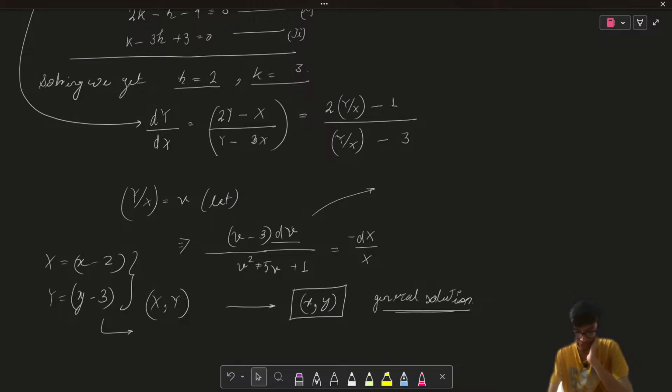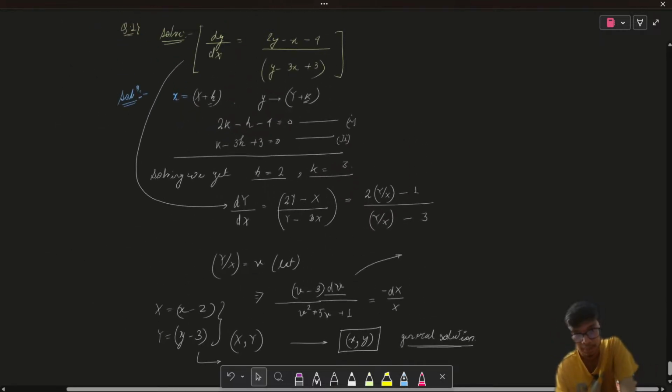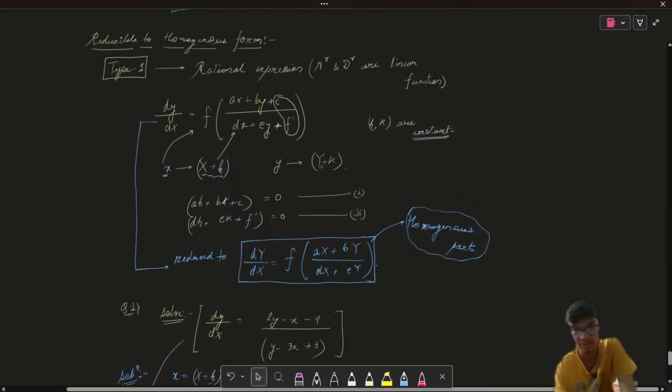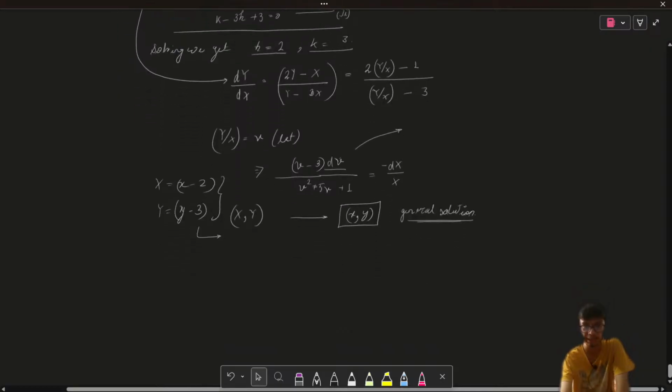All right. So I hope this is clear to all of you. Now, what you should understand here is that this is a type 1 form of non-homogeneous differential equation which you are reducing to homogeneous form. But in doing so, you are trying to find the values of h and k. However, there is one modification that you will understand, so let me discuss type 2 right now.